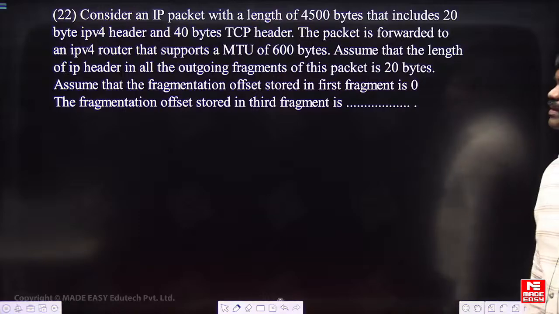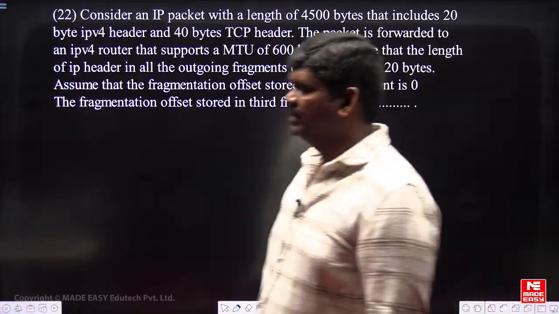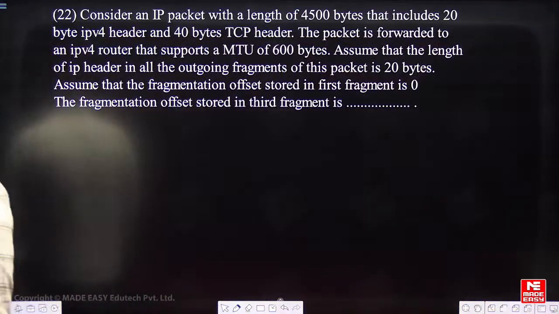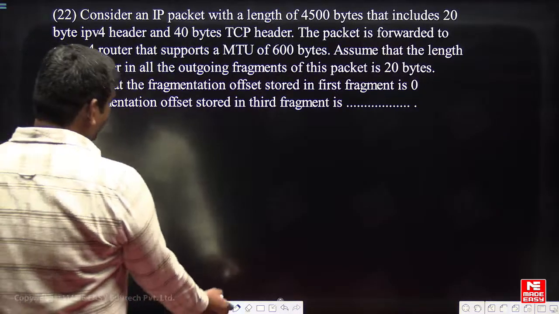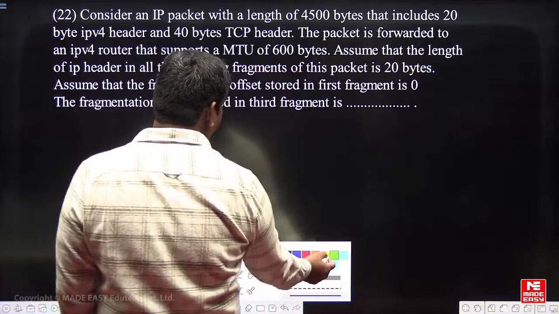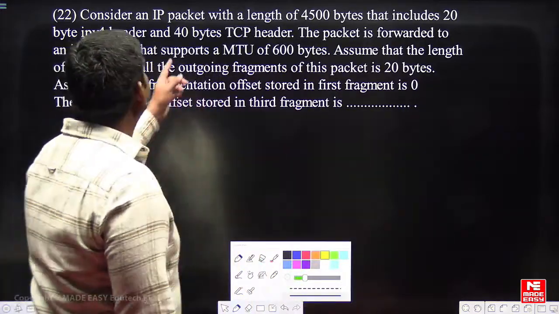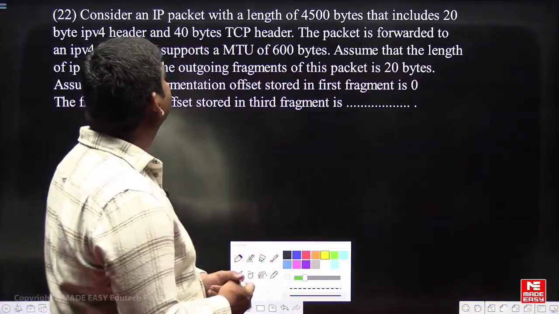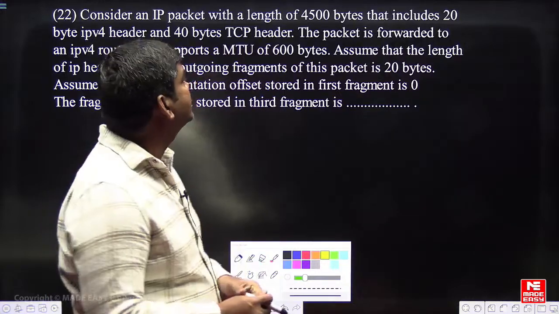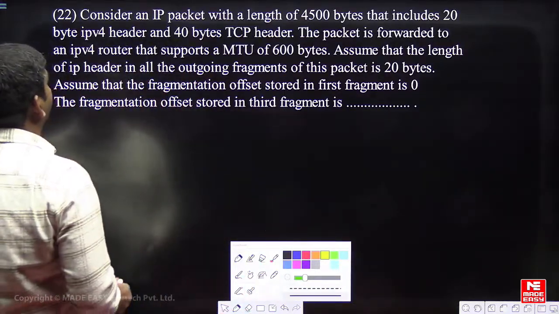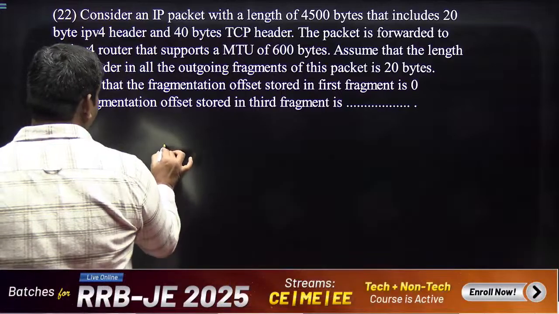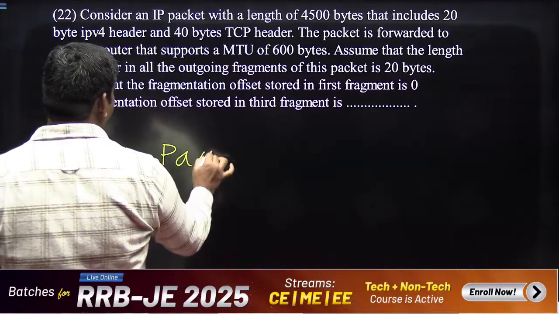Yeah, you can try this next question also, 20 seconds. This question is also regarding fragmentation only. You can see what query they are mentioning. Consider an IP packet with length 4500 bytes that includes a 20-byte IP header. So, whatever they are mentioning is the packet size.